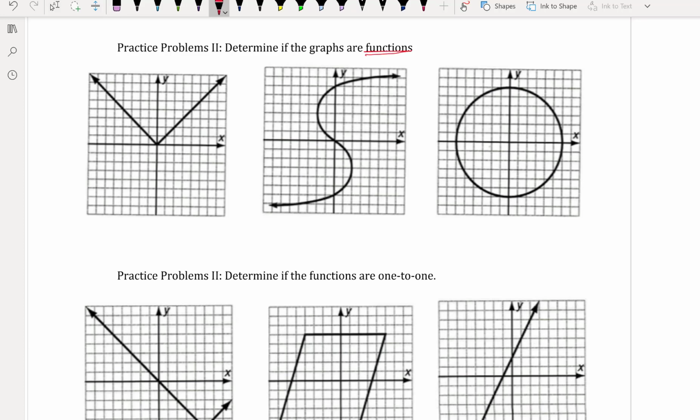So remember that for functions, I have the vertical line test. And the vertical line test goes straight up and down. So if I were to draw a line that goes straight up and down, this graph hits it once. So if it hits it once, then it is a function. It passes the vertical line test, so we're good. So let's see what happens when I draw a vertical line here.